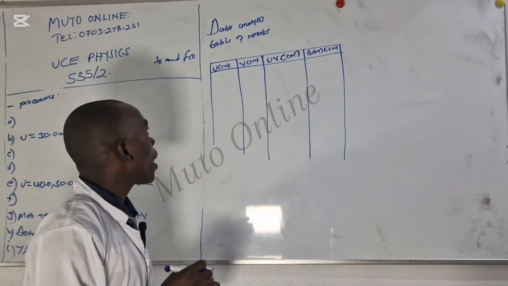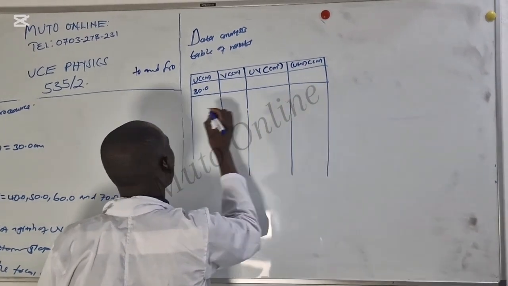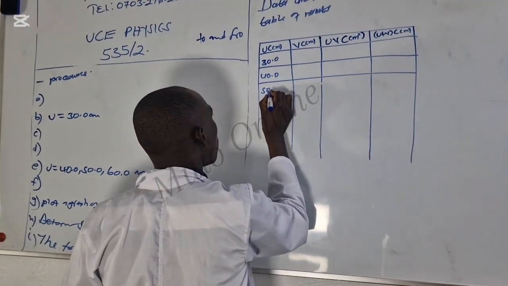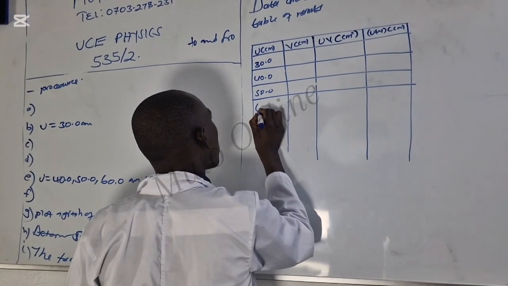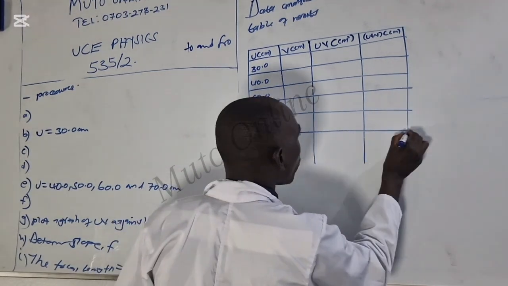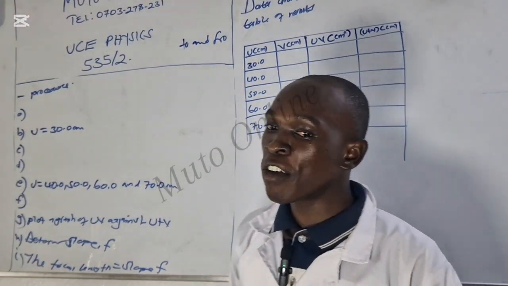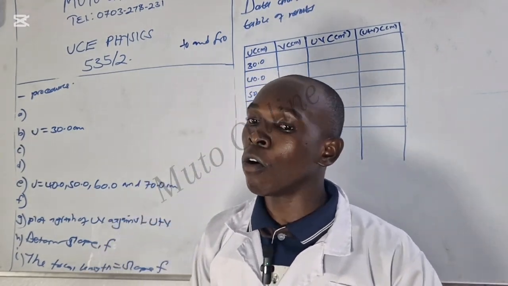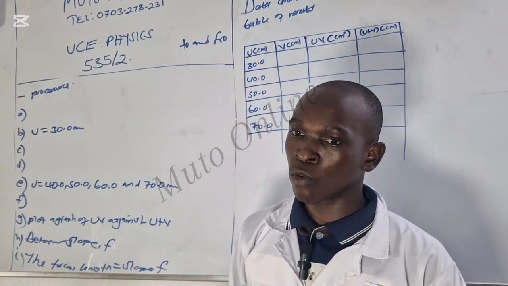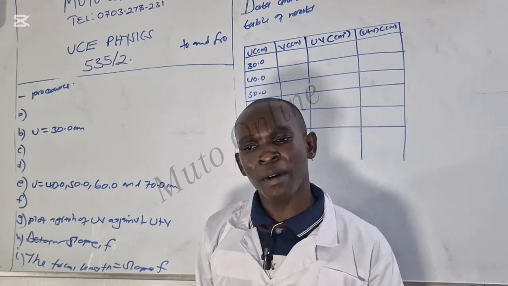Avoid crossing out. And now, we began with 30.0. We went to 40.0. We have 50.0, 60.0, 70.0. You can add more. However, you need to at least have a minimum of 5 points such that you are able to plot. 1 point is not enough for you to come up with a clear graph. So you have to be with a minimum of 5 points and maybe a maximum of 7.